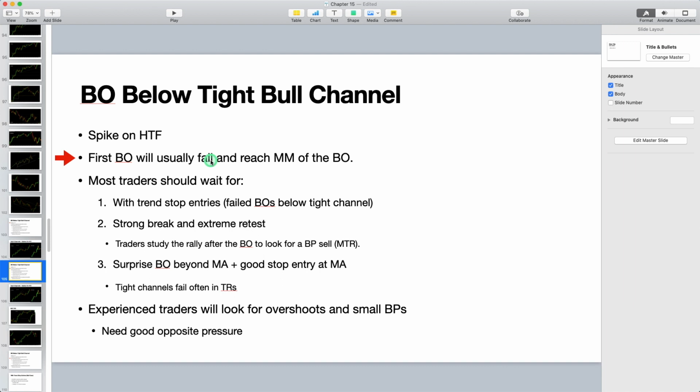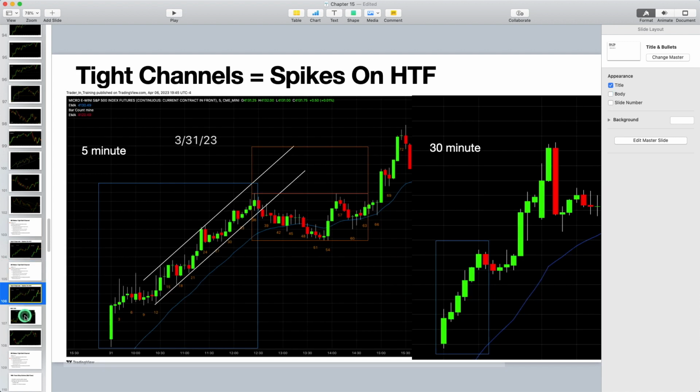Now, this is going to be dependent on the leg count. It's going to be dependent on the context. But the main takeaway is that the first breakout of a tight bull channel is not something that traders should look to sell aggressively. So it's probably going to become a pullback that will reach a measured move up. It's a spike, and if you look at the pullback on the 30-minute time frame, it's really small.